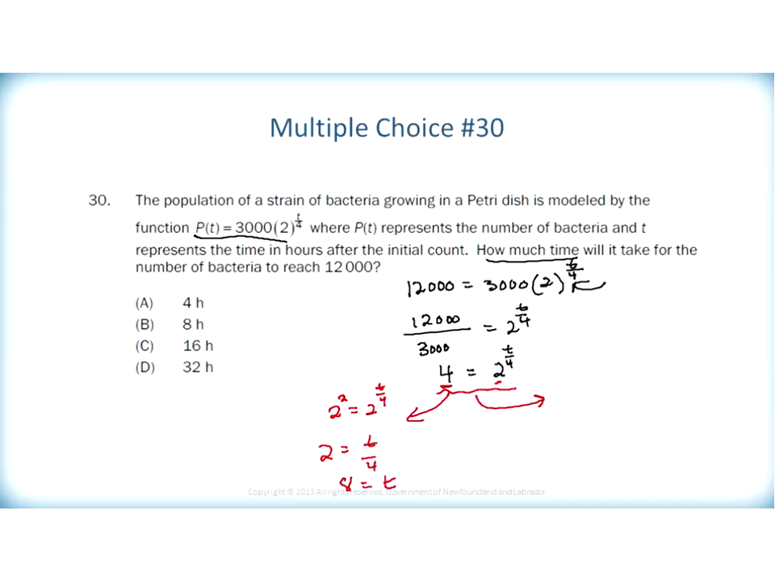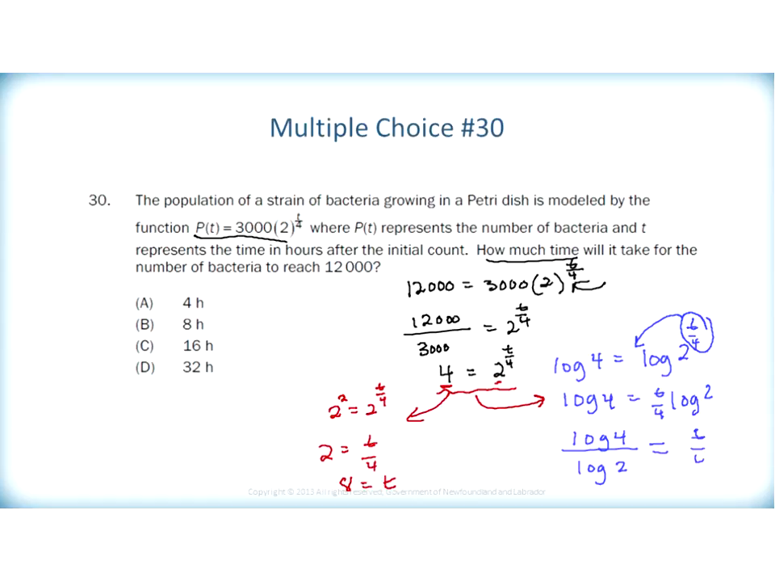So the second method is that you could do log 4 equals log 2 to the power of t over 4. And then the laws of logs, the power law tells us that this exponent should come in front. So we have log 4 equals t over 4 times log 2. And so since we're solving for t, we'll divide both sides by log 2. We have log 4 over log 2 equals t over 4, and we can use our calculator to calculate this since it's log of base 10, the common log. And when we use our calculator to calculate this, we get 2 equals t over 4.